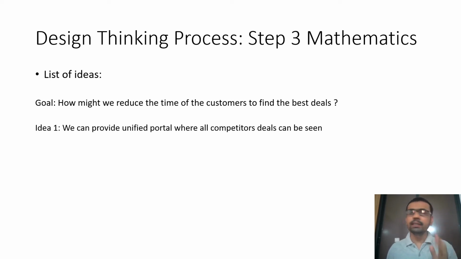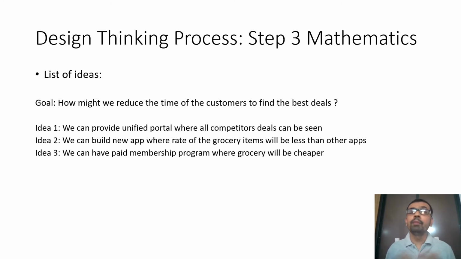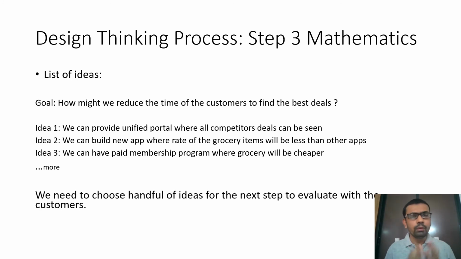So let's say idea one is the unified portal. The second idea is another portal or app, but we need to make sure internally that we will price the groceries lower than our competitors. Whether it will work or not, we don't know, but this is an idea we thought of. Another thing we can have is a paid membership, so if you have it, you will get lower prices than the market. These are the ideas we think about, and much more. But let's say we choose these three and take them into the further steps of the design thinking process. We need to choose a handful of ideas.